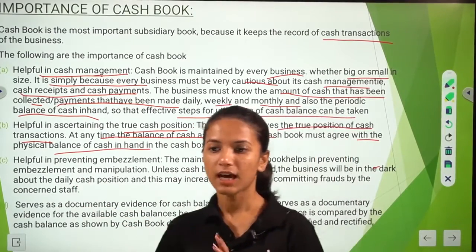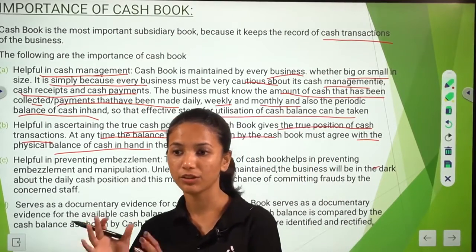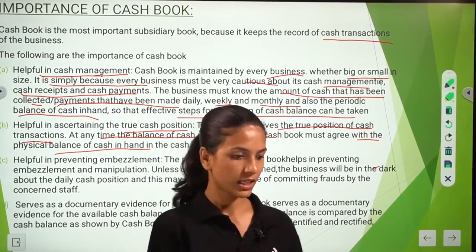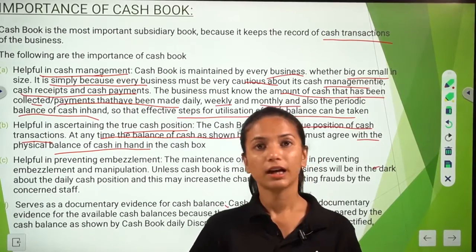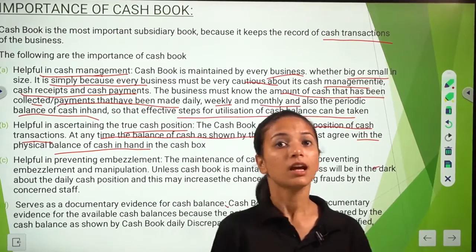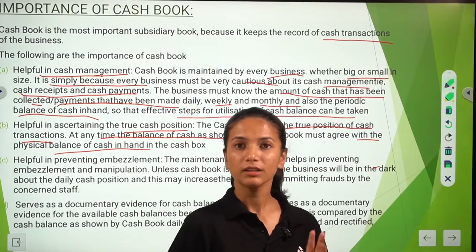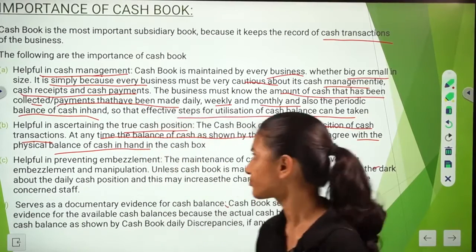So at that time, you can count how much amount you have in your counter, and you can check in your cash book whether both items are matching or not. If it matches, then there are no fraudulent activities. If it doesn't match, that means there is something wrong, right?